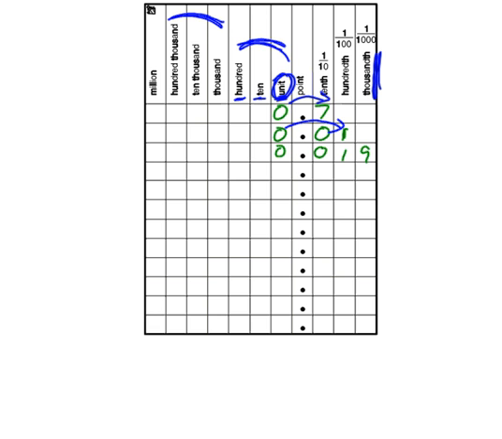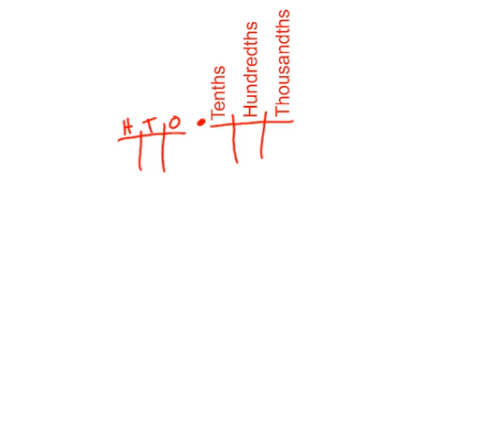I'd actually like you to write this down. Don't have to write down the big chart, but what I will ask you to write down is this. Your HTO chart, which is your hundreds, tens, and ones, and then decimal. And then you're going to say tenths, hundredths, and thousandths. We need to know these place values.